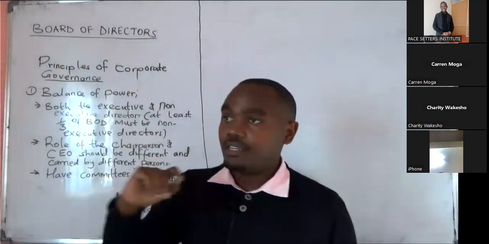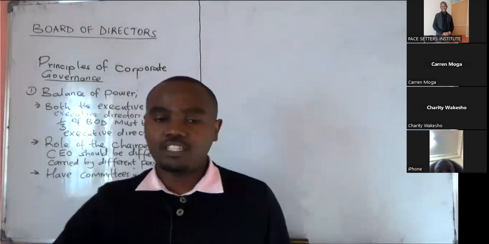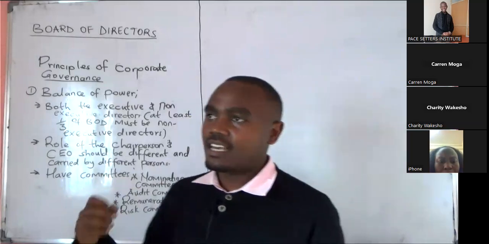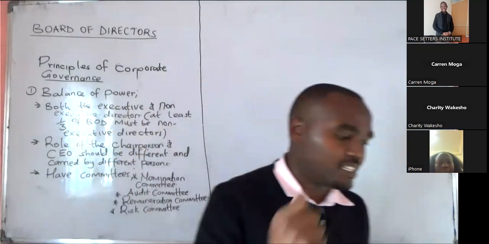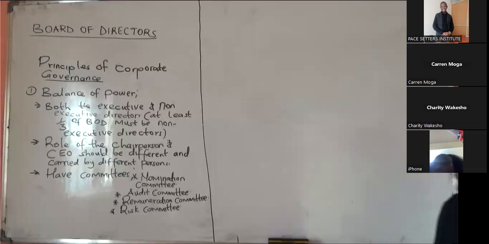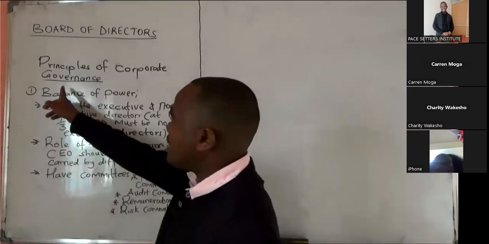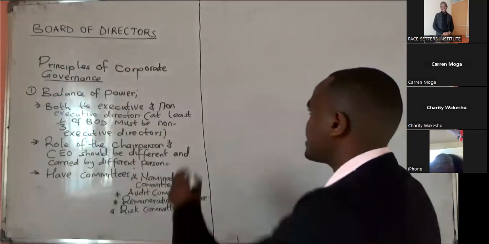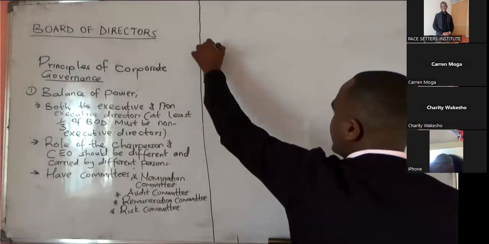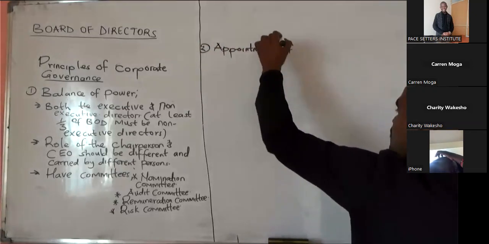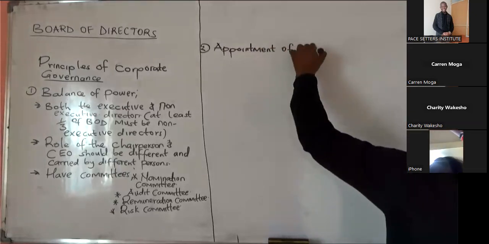As you go more into corporate governance, there is the aspect of succession planning. So another committee that is closely linked to these committees is a succession planning committee. So there's that succession planning committee that you need to know more about. Then after that, the other principle of corporate governance that we will focus on in the board of directors is what we call the appointment of members of the board.